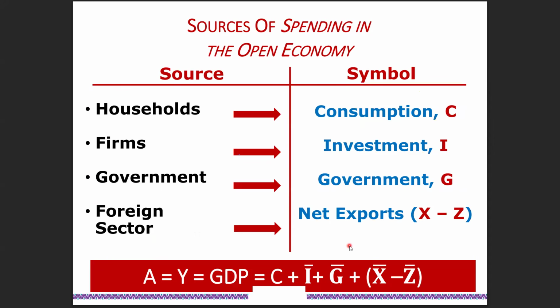And then the sources of spending in the open economy, because now we're looking at an open economy that consists of the foreign sector, or rather the four-sector model. The sources we have are the households, the firms, the government, and the foreign sector. For households, the symbol is C, which is consumption expenditure by households. For firms, the symbol is I, which is investment spending by firms, and we know that investment is autonomous. For government, it is G, which is government expenditure, and it is also autonomous because it is just a political issue, so it is independent of the level of income.